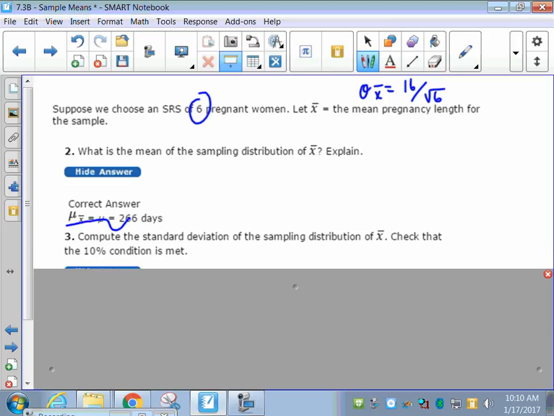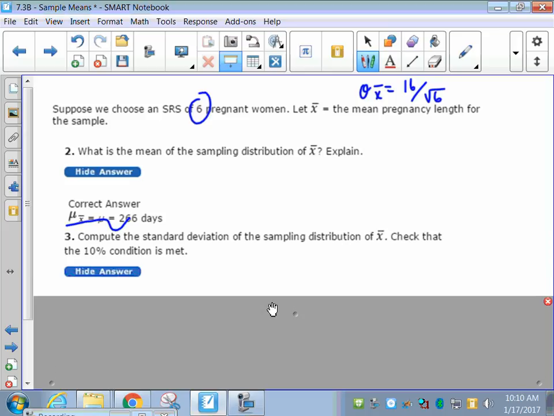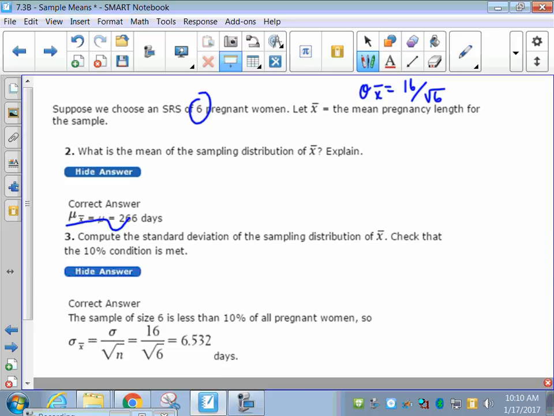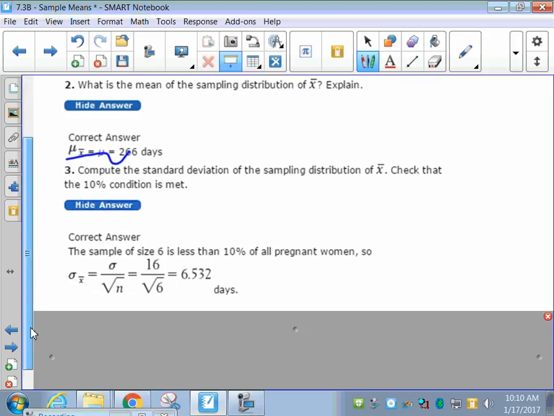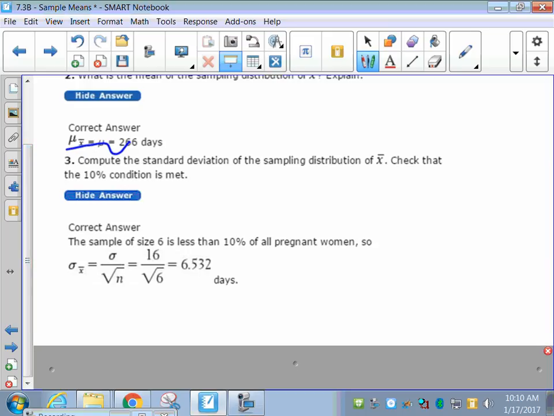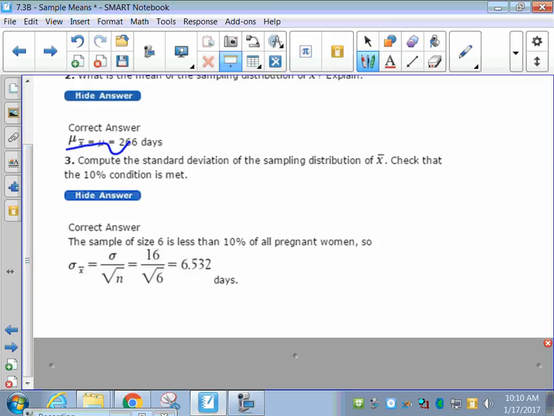All right. Now compute the standard deviation. Okay, one step at a time. We just did that, so that's easy. We got 16 divided by the square root of 6. Make sure you check the 10% condition. There's 6 times 10 is 60, probably less than all the pregnant women out there. Okay, so you get 6.532 for your new standard deviation.